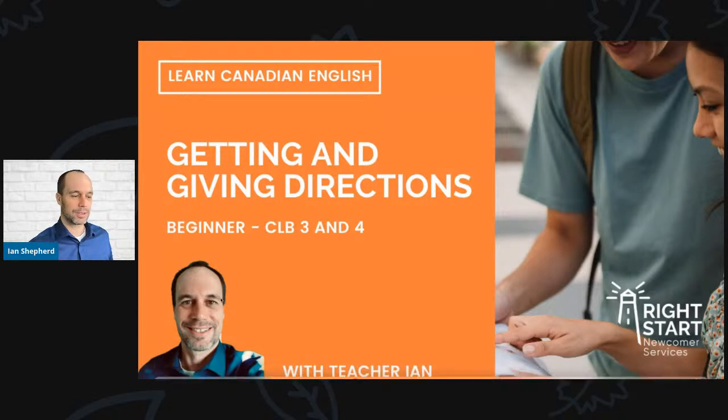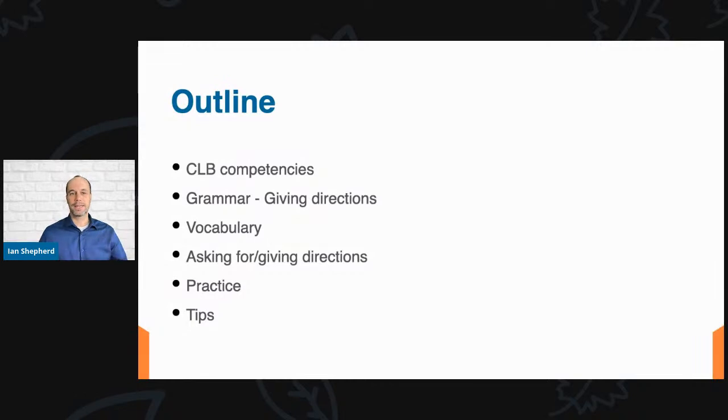All right, let's move on to our next slide. So today's outline, we're going to be together for about 40, 45 minutes today. First, we're going to talk about the CLB competencies. So what you need to know for the Canadian language benchmarks. So this can help you improve your level. We're going to talk a little bit about the grammar involved in giving directions. We're going to learn some vocabulary. So there is quite a lot of vocabulary to discuss today. Then we're going to give some phrases for asking for and giving directions. Then we're going to do some practice. And then we're going to give you a few tips to wrap up today.